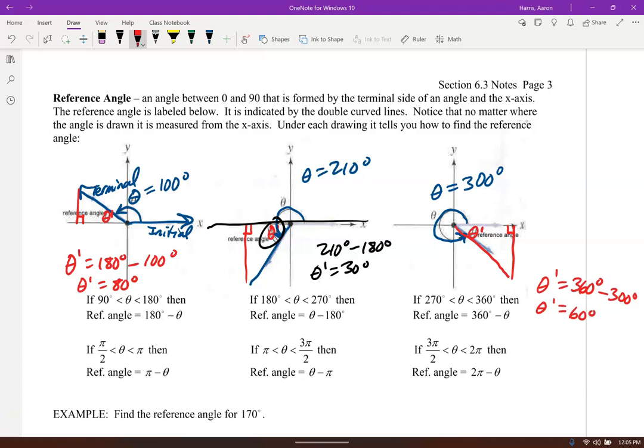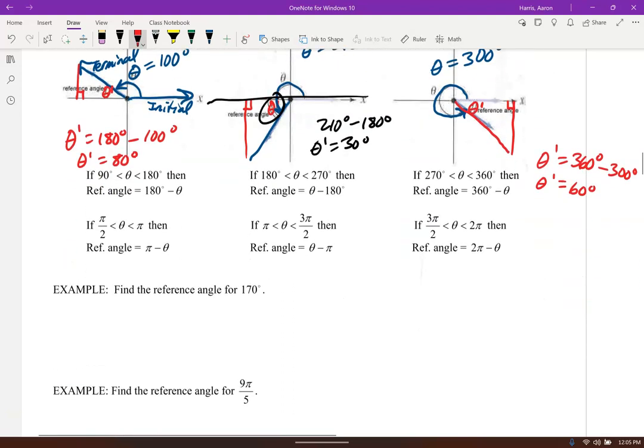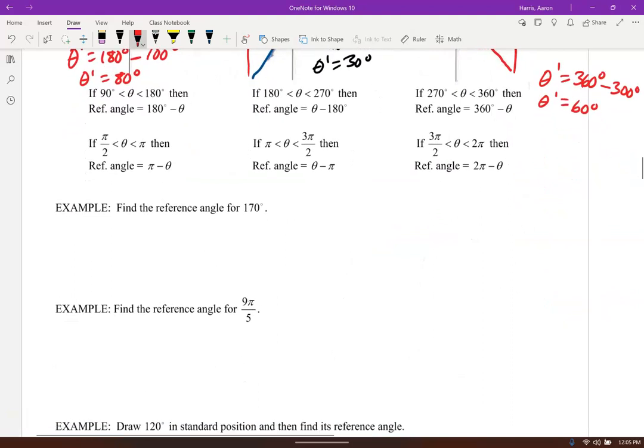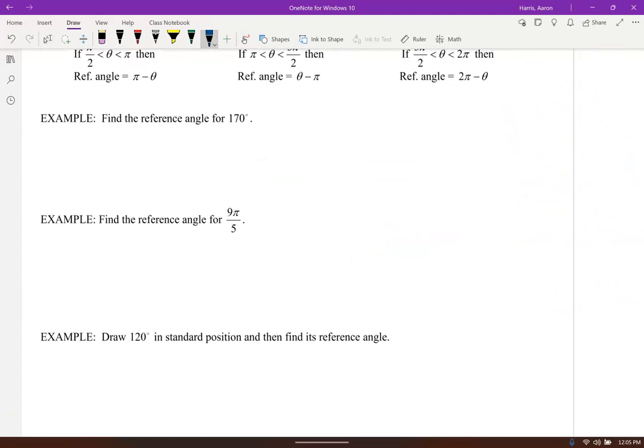Okay, so let's do it for this first one. Find the reference angle for 170 degrees. So let's go ahead and rotate 170 degrees. I'm not quite at 180, but I'm into quadrant 2. Here's my 170 degrees. That's kind of a terrible drawing here. Let me drop this straight down, and my theta prime will be right in there.